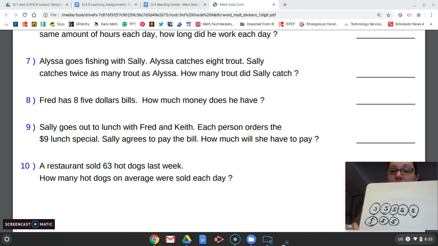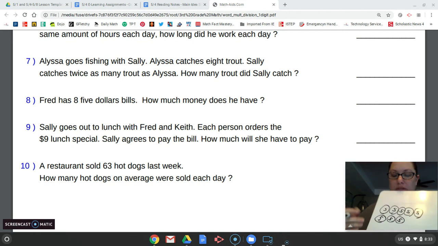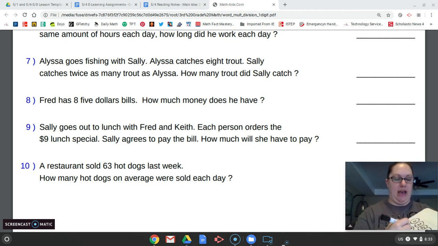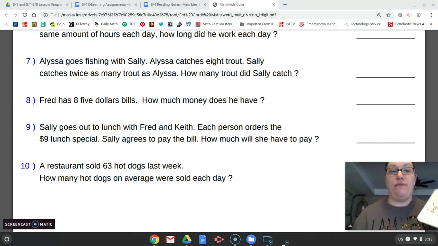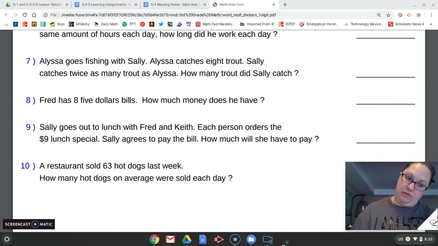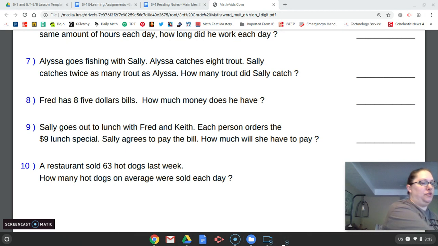So now if we want to know how much money he has, we just count up his money. 5, 10, 15, 20, 25, 30, 35, 40. So he has $40. $40 total. So we did 8 times 5 equals 40. 8 groups of 5 gives you 40.